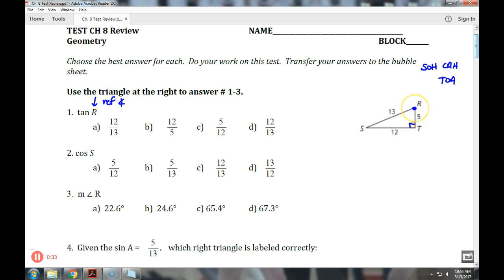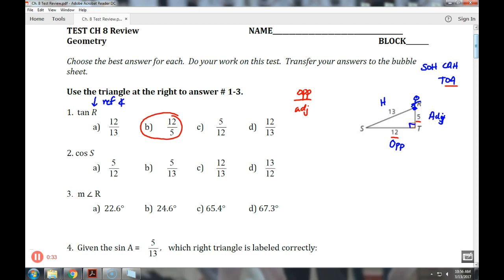So I stand on R, or you put your guy on R, however you want to do it. Then I label the sides. Across from the 90 is always the hypotenuse. Across from the angle I'm on, that's the opposite. And the side closest to me is the adjacent, ADJ, not Y. So tangent, remember, is opposite over adjacent. That's TOA. So the tangent of R is 12 over 5. So the correct answer for that one would be B.